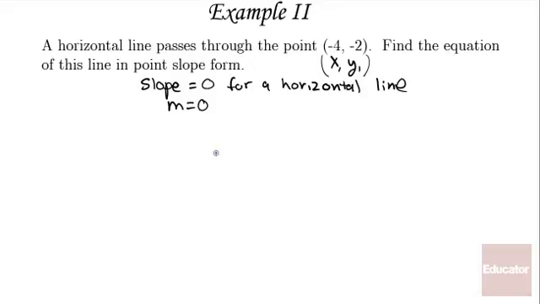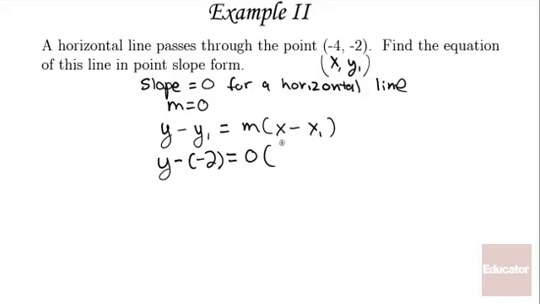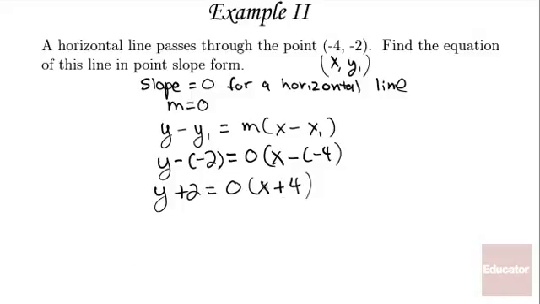I also have an x1 and a y1. Point-slope form is y minus y1 equals m times x minus x1. Substituting, I get y minus -2 equals 0 times x minus -4. To simplify this a bit, I get y plus 2 equals 0 times x plus 4. And this is point-slope form. I'm not going to multiply out the 0, and I'm not going to take this any farther, because I want to keep it in this form. So this is the solution in point-slope form.